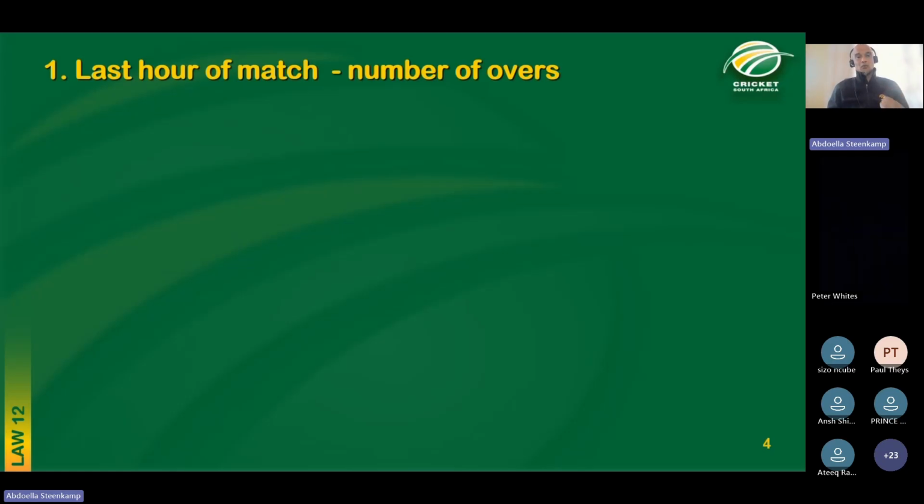So now the lawmakers brought a change to this last hour of the match. What change did they bring in? Many years ago, the fielding side used to play unfairly. So what they would do is, when we get to the last day of the match, let's use a test match as an example, we'll get to day number 5. We know close of play is 5 o'clock.